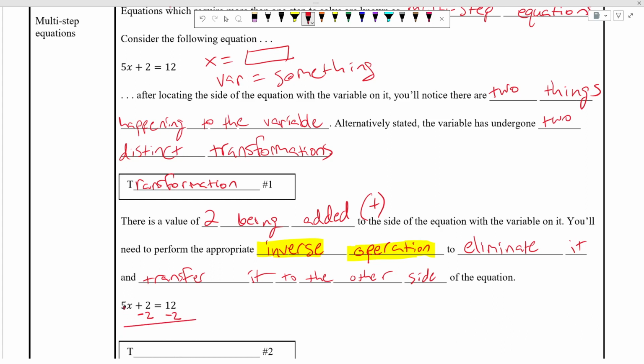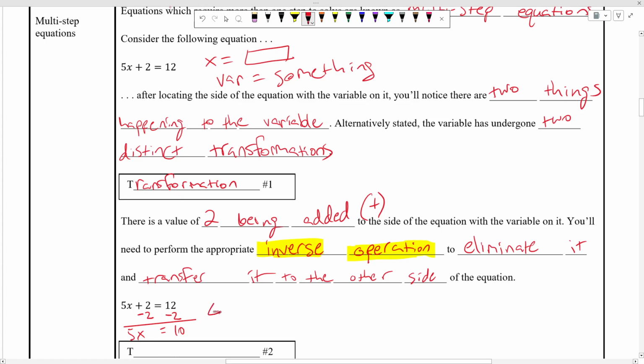Now if I go vertically here, 5x plus 0 happens to still be 5x. Plus 2 minus 2 happens to be 0. Now, I'm not going to write 0 in math. We just tend to not, so I won't explicitly write it. 12 minus 2 is 10. And then we divide by 5. Actually, I'll save that for the next one.